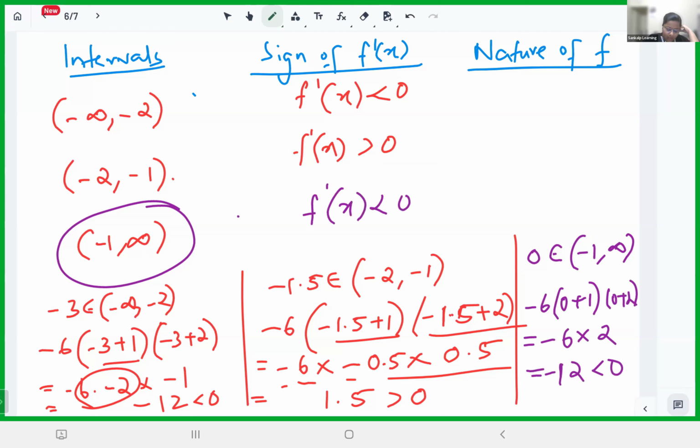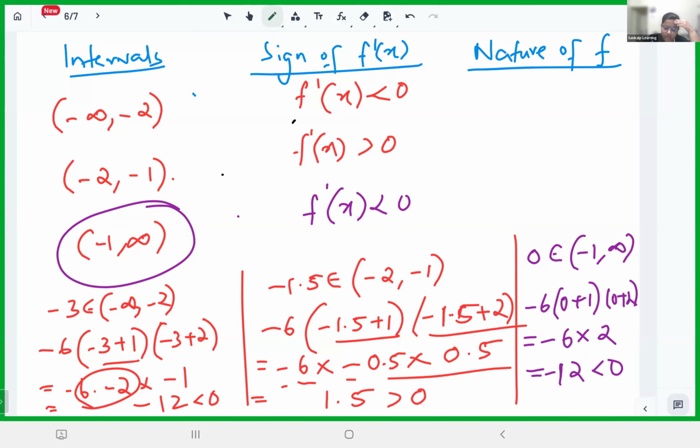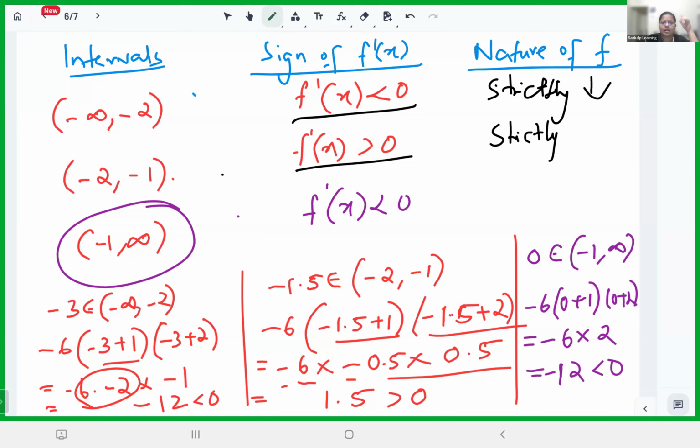So what can you say about the nature of the function from all these? Consider the first interval, f dash of x is less than 0. It is strictly decreasing. In the second interval, f dash of x is greater than 0, so we can say that it is strictly increasing. And in the third case, f dash of x is less than 0, so it is strictly decreasing. Okay. So now we have got the nature of the function in the respective intervals.